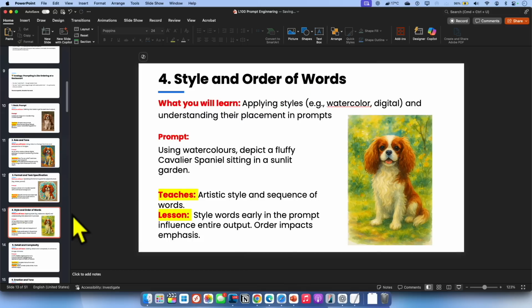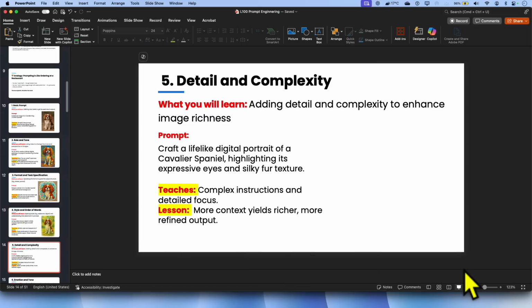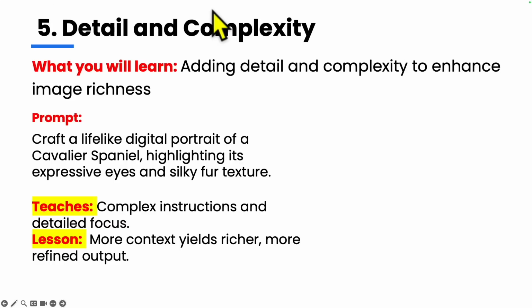All right, so that was the watercolor example. Next one, we are going to learn about detail and complexity, adding detail and complexity to enhance the image richness. So far we've been adding elements like watercolor, creating in a sticker format, adding a whimsical background, things like that. Now we are slowly amplifying it. Now we are going to say, hey, craft a lifelike digital portrait of a Cavalier Spaniel, highlighting its expressive eyes and silky fur texture.